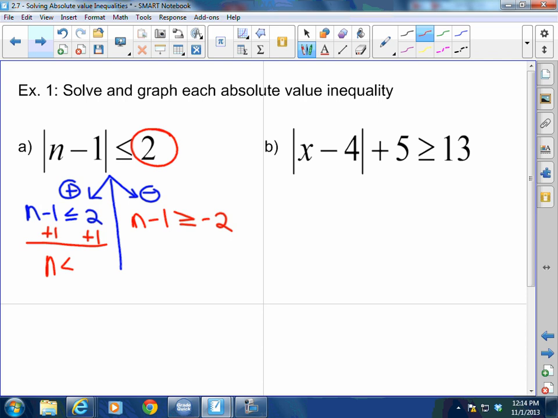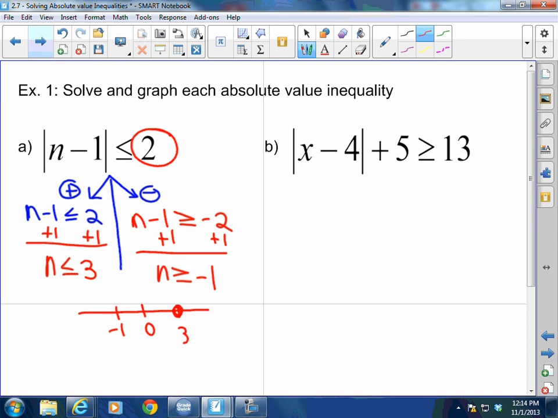N is less than or equal to 3. Add 1 to both sides. N is greater than or equal to negative 1. Now, let's graph it. So I have negative 1 and 3. N is less than or equal to 3, but it's greater than or equal to negative 1.